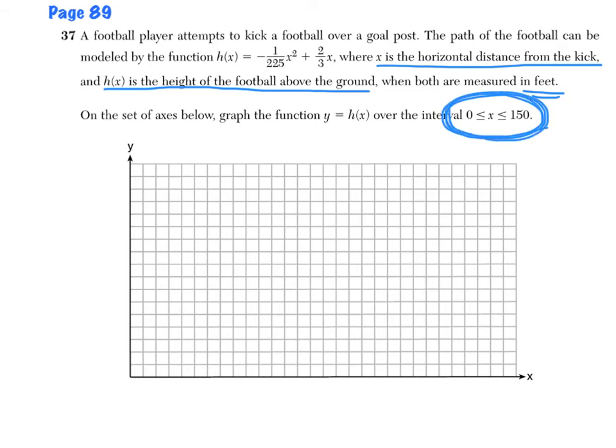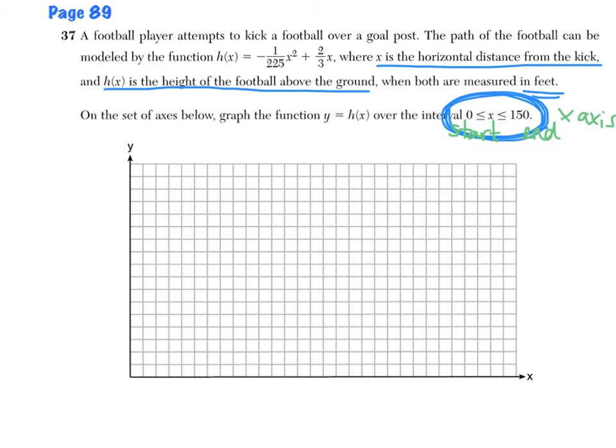This is super important. Many students, when they actually tried to answer this question on the exam, ignored the interval. This is telling you on your x-axis what you should start at and what you should end at. That's telling you that when you're graphing down here on your x-axis, you need to graph from 0 to 150.